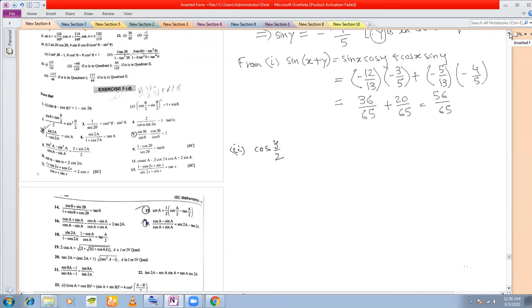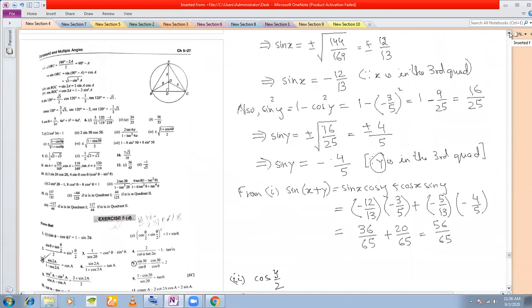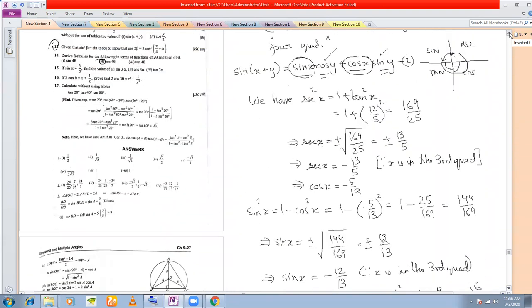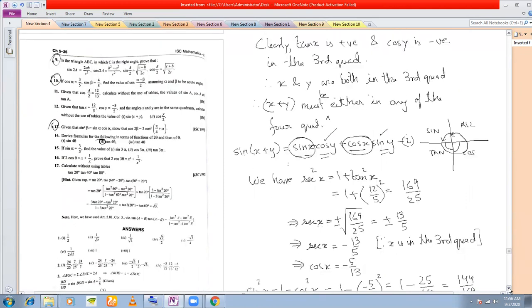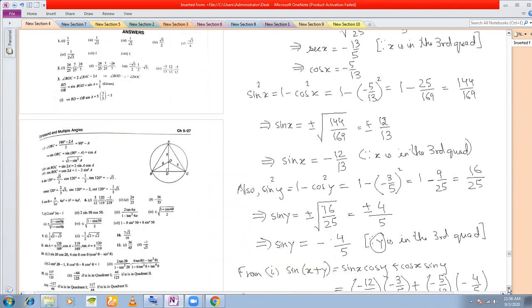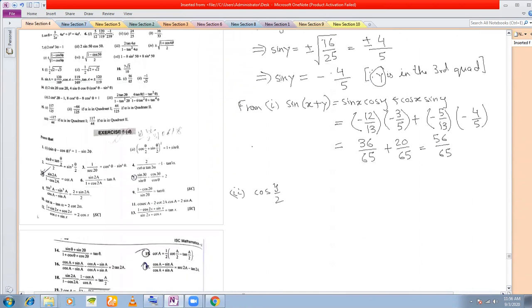Okay. So how to find out cos of y by 2? First, you see what is given to you here. What is given to you is the cos value of y. Yes, cos y is given to you. You need to find out the value of cos of y by 2.